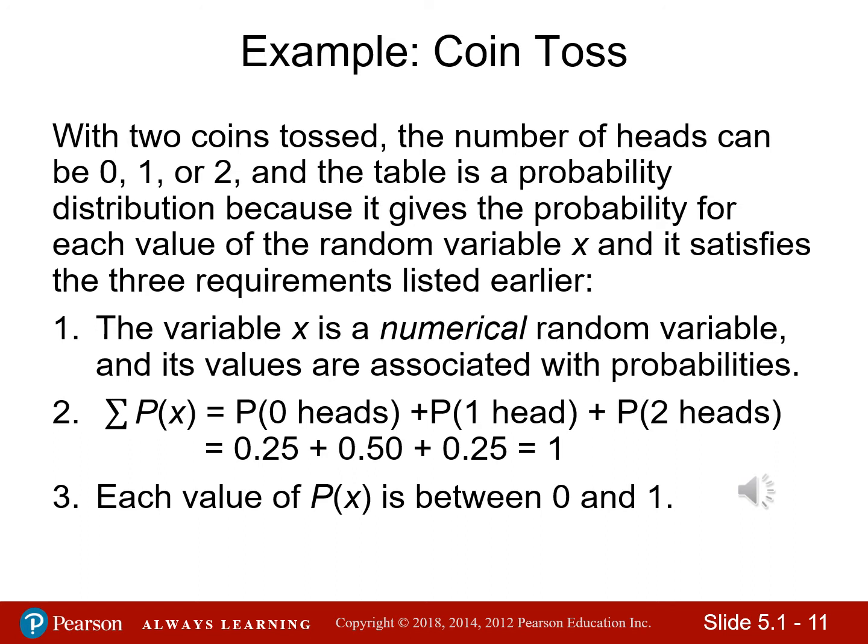Second, the sum of those probabilities is equal to 1, because we know the probability of 0 heads is equal to 0.25, the probability of 1 head is equal to 0.5, and the probability of 2 heads is equal to 0.25. When we sum those up, we get 1. And finally, each value of the probability of x is between 0 and 1 inclusive.